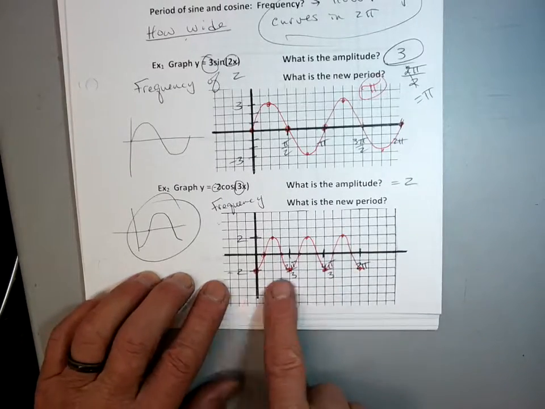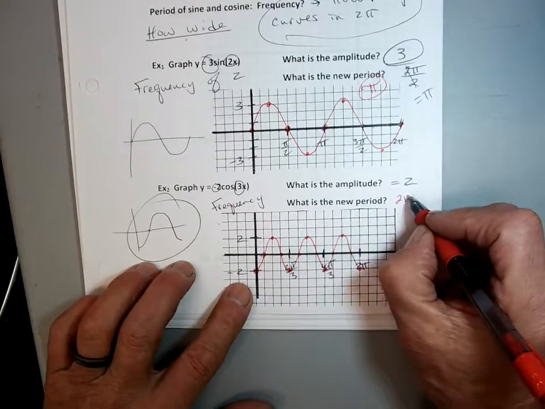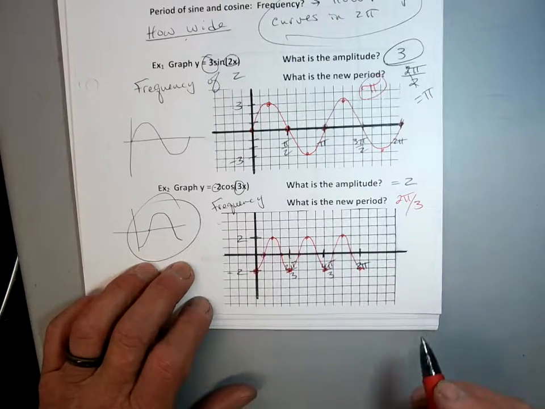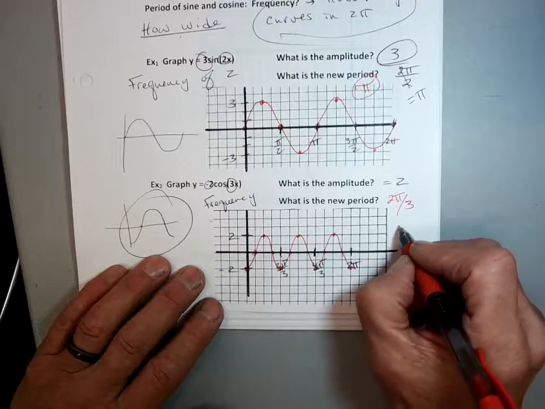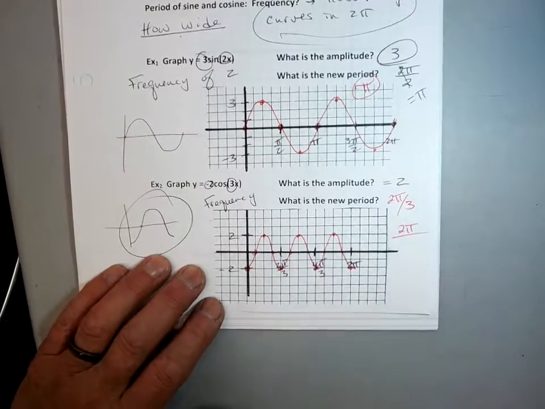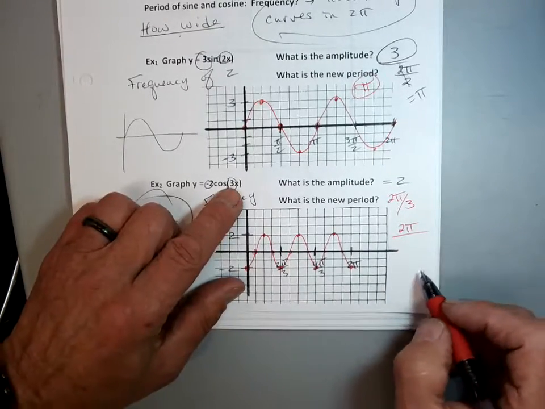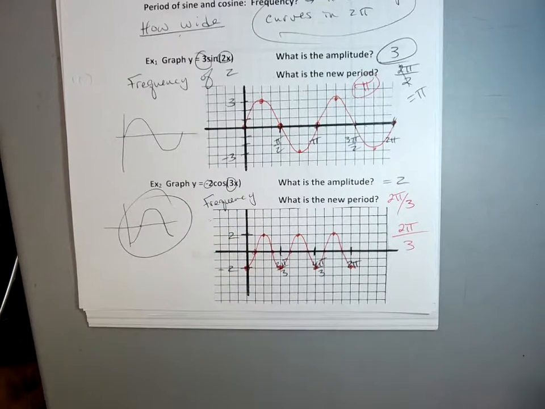The period is how wide each curve is, 2 pi thirds. Because to get the new period, you always take 2 pi and divide it by your frequency. My frequency is this number here, 3. There's my new period.